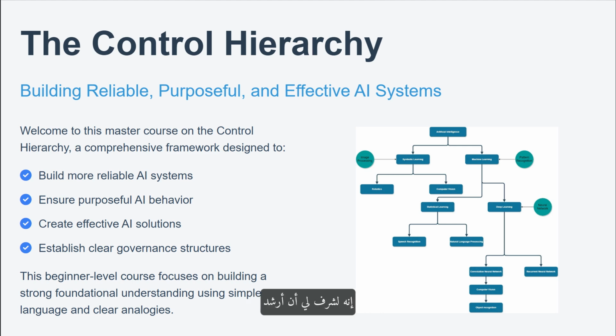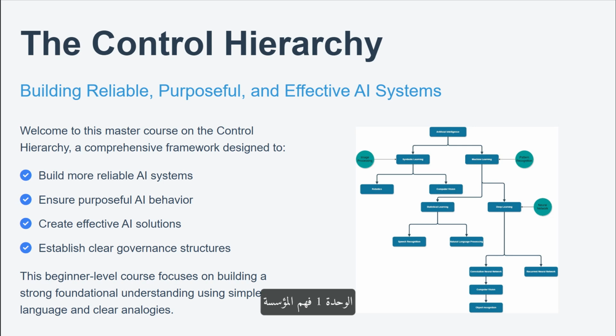It is my privilege to guide you through this master course on the control hierarchy, a framework designed to build more reliable, purposeful, and effective AI systems. We will proceed at a beginner level, focusing on building a strong foundational understanding of the what and the why, using simple language and clear analogies. Let us begin with our first module.